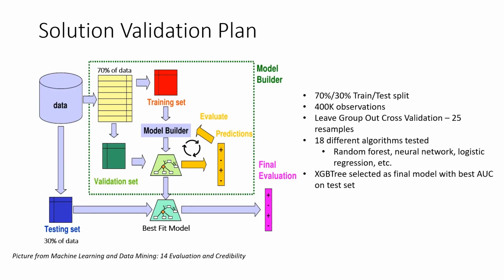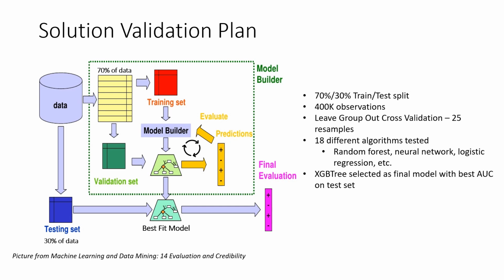For my solution validation plan, I did a 70-30% train test split following this picture on the left. I had about 400,000 observations in my data set total. I did leave-group-out cross-validation, and each time I did 25 resamples. I tested 18 different algorithms. I didn't list them all here, but some of the more famous ones are random forest, neural network, logistic regression.